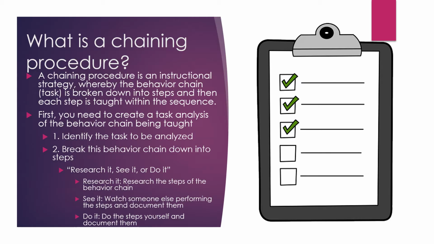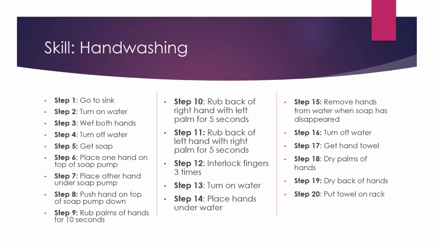So research it. You look up the steps on how to do it. See it. You watch someone else perform the steps and you document them. Or you do it. So you do the steps yourself and you document them. So this is an example of how you would break down the behavior chain of hand washing into smaller steps. I'm obviously not going to go over every step, but as you see, something as simple as hand washing can be broken down into 20 or more steps.